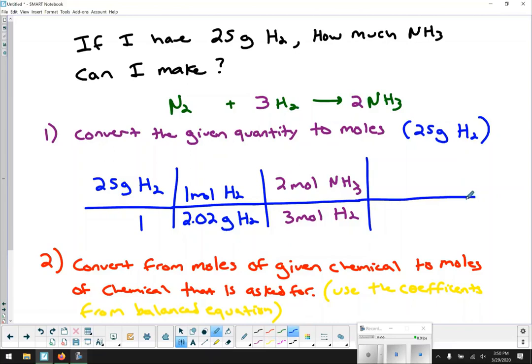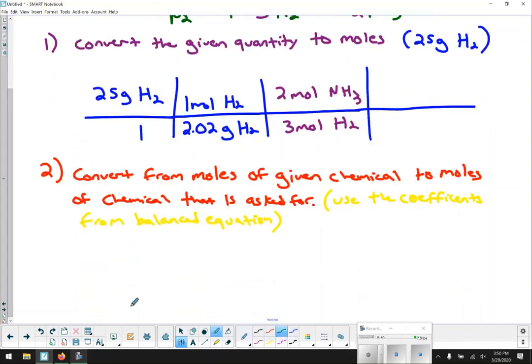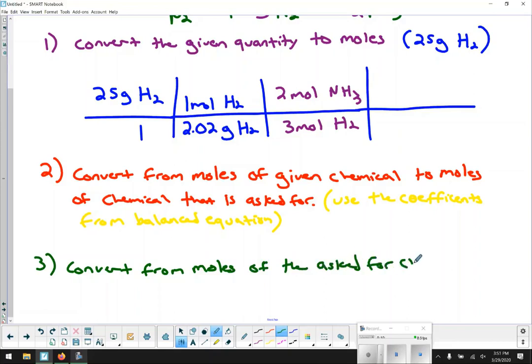The last step, and this does actually convert us to moles of NH3. The last step, step 3, is to convert from moles of the asked for chemical to whatever quantity is requested.